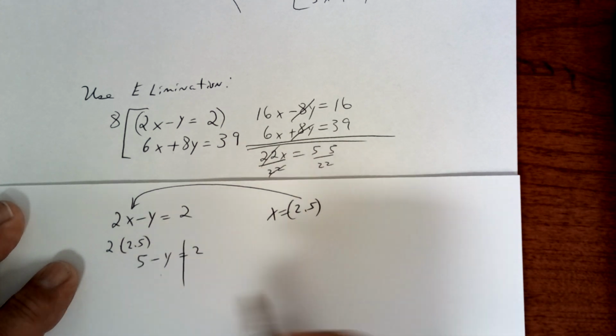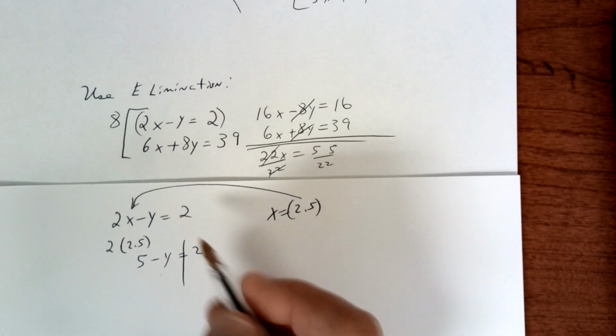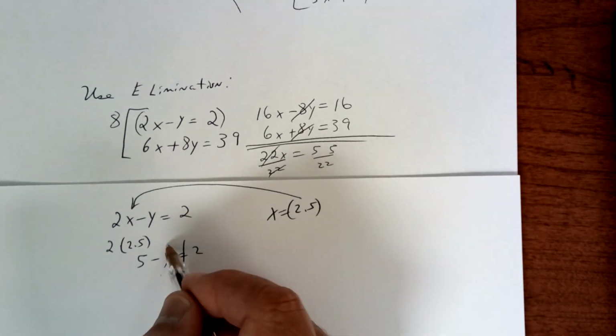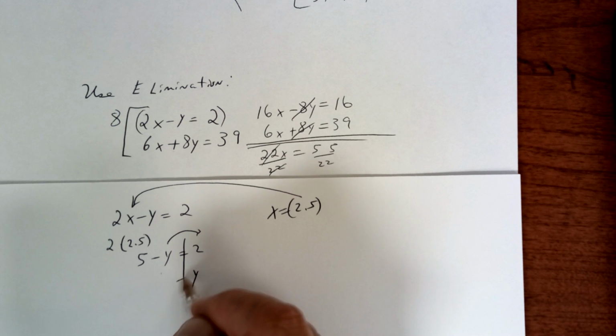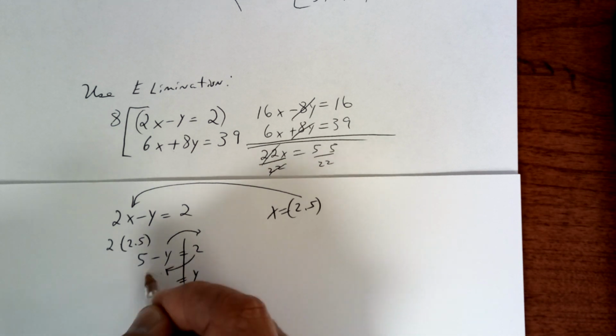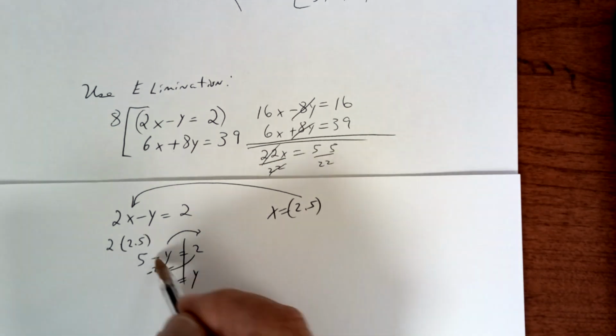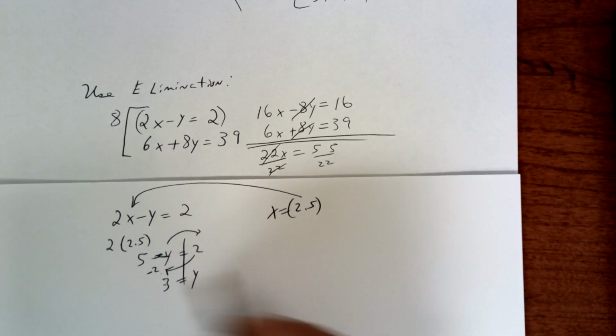And then what you're going to do, I guess you could do, is move the y over here so that becomes a positive. Move the 2 over here, that becomes a negative 2. So 5 minus 2, I guess, is 3. And I'm going to stay with that.